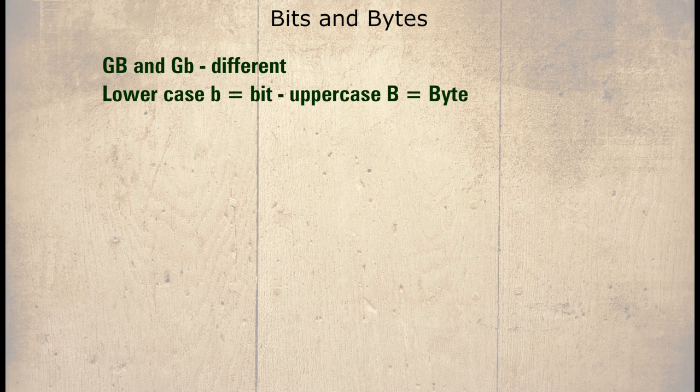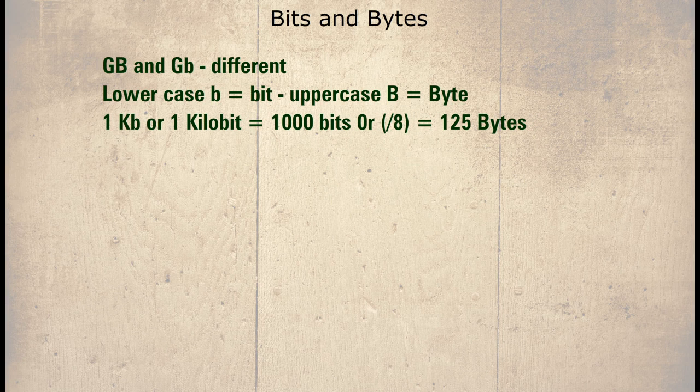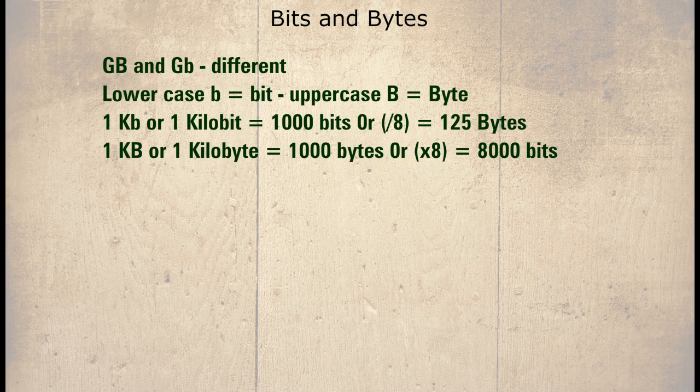For example, 1Kb with a lowercase b is 1 kilobit or 1000 bits. To convert this to bytes, we divide this by 8. So 1 kilobit is only 125 bytes. 1KB with an uppercase B is 1 kilobyte or 1000 bytes. To see how many bits this is, we multiply it by 8, resulting in 8000 bits.